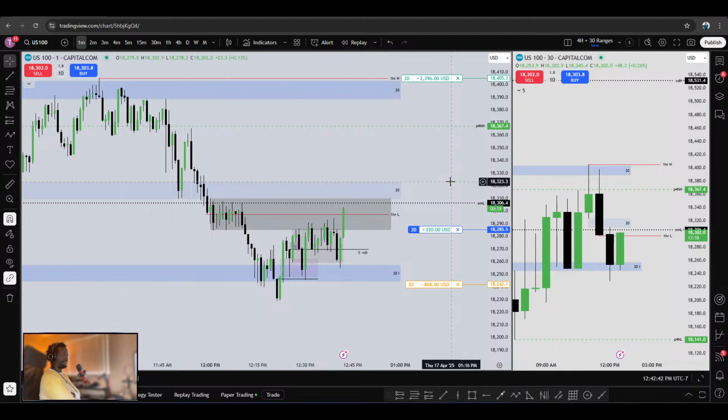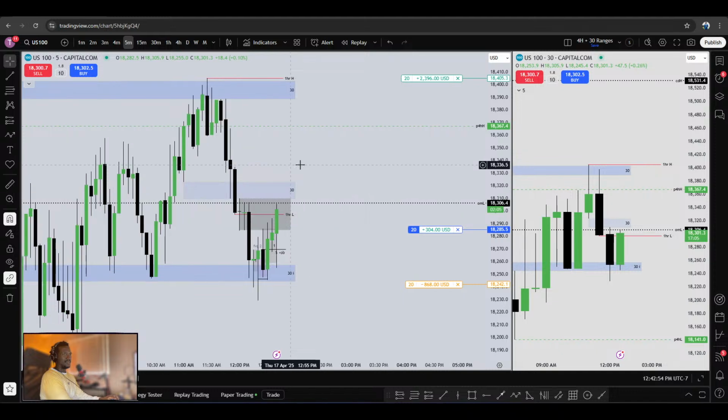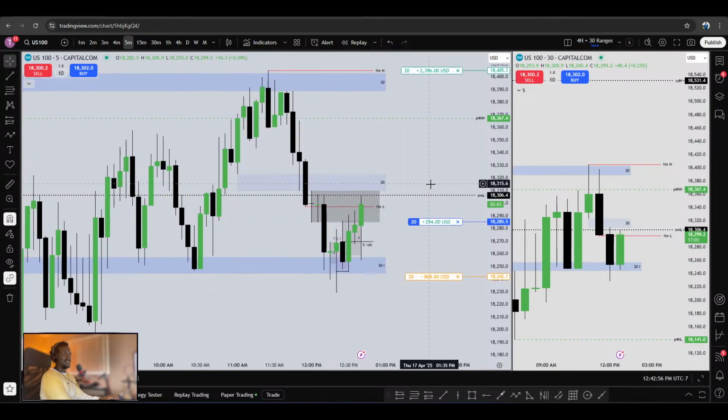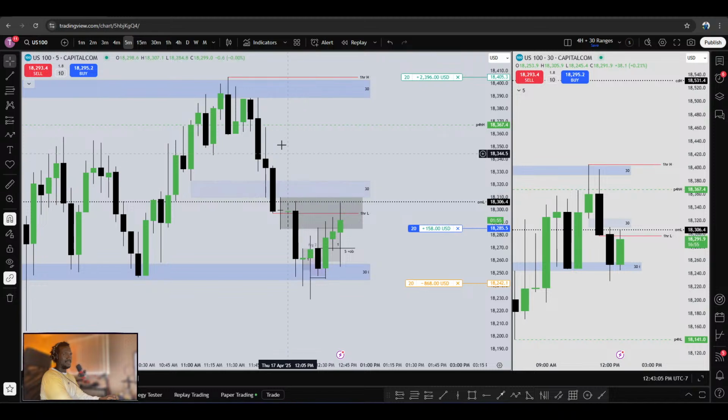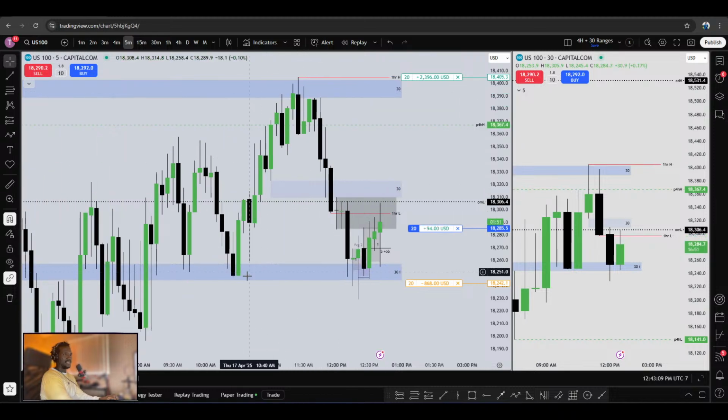But if we do close above this 30-minute, oh man, I'll be happy with just a 5-minute candle. We just strongly close above it, and then we start using this as support. Yeah, because on the 5-minute there's really nothing. It's balanced. We've taken that low.